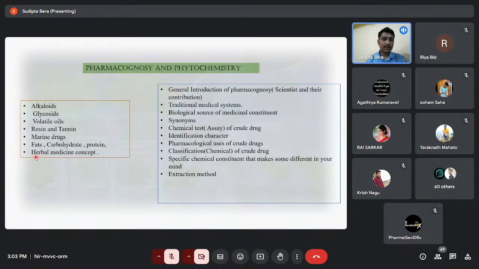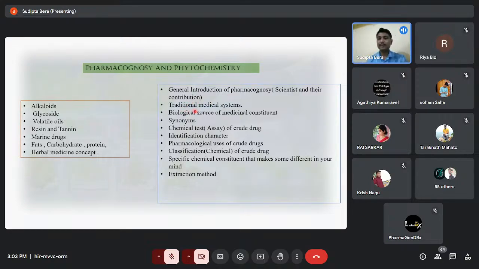And the herbal medicinal concept. You should know the general introduction of pharmacognosy, scientists and their contributions, like which scientist first collected opium from the poppy plant, and who first introduced the alkaloid. Who is the father of pharmacology? What is traditional medicine? Who is the inventor? Who is the father of medicine? All these scientists and their contributions come in the general introduction of pharmacognosy.